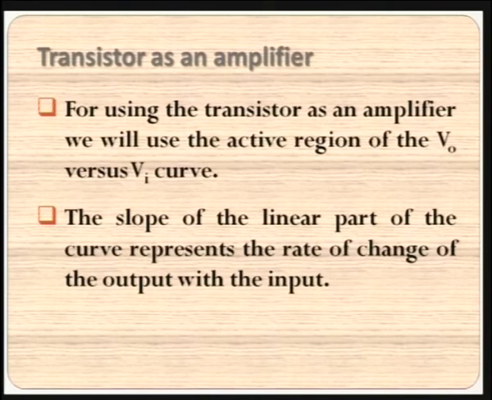Transistor as an amplifier. For using the transistor as an amplifier, we will use the active region of the VO versus Vi curve, which we have already seen in the previous lectures. The slope of the linear part of the curve represents the rate of change of the output with the input. I hope you could bring it back to your mind, the graph that we have drawn for the VCE versus VBE in the last lecture. Actually, VCE was the output voltage and VBE was the input voltage.